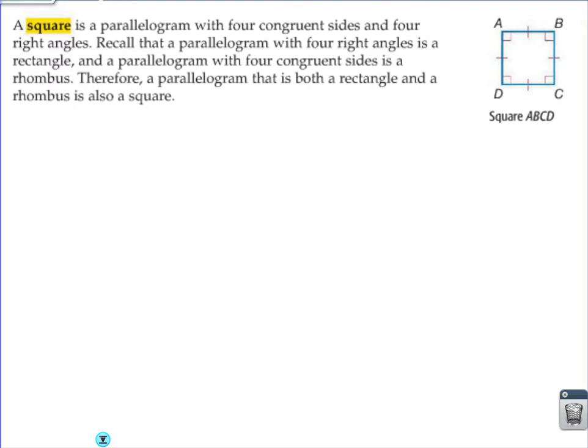Recall that a parallelogram with 4 right angles is a rectangle. A parallelogram with 4 congruent sides is a rhombus. Therefore, a parallelogram that is both a rectangle and rhombus is a square.